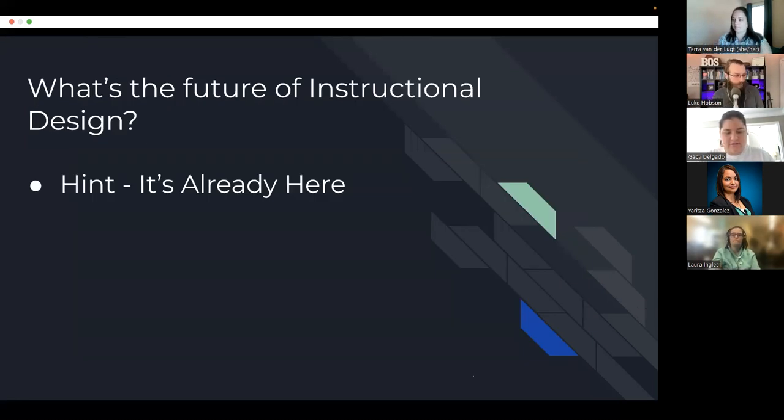And then the last thing, folks, I want to share with you is the future of instructional design. And this is kind of funny because, of course, before you go into a field, or if you're an entry-level instructional designer inside of a field, you're probably wondering, where is this going? Where is this actually going? What is it that we're going to be doing? And my hint for you is that it's already here.